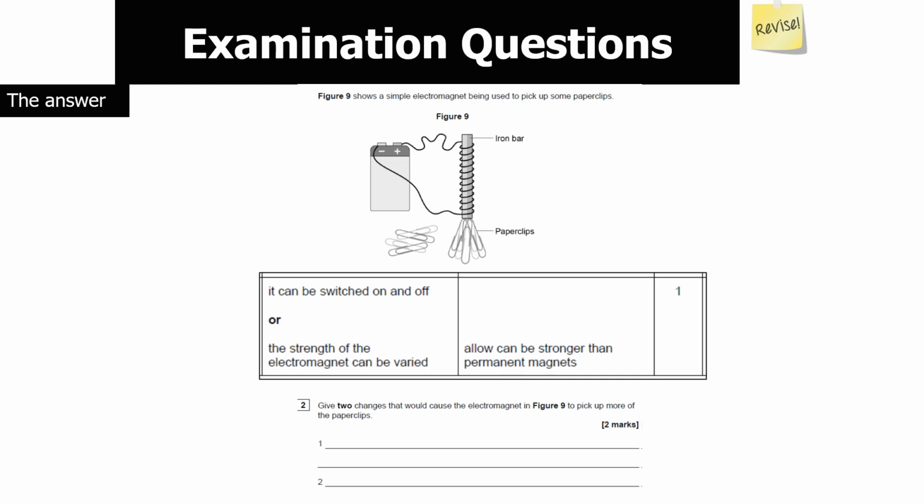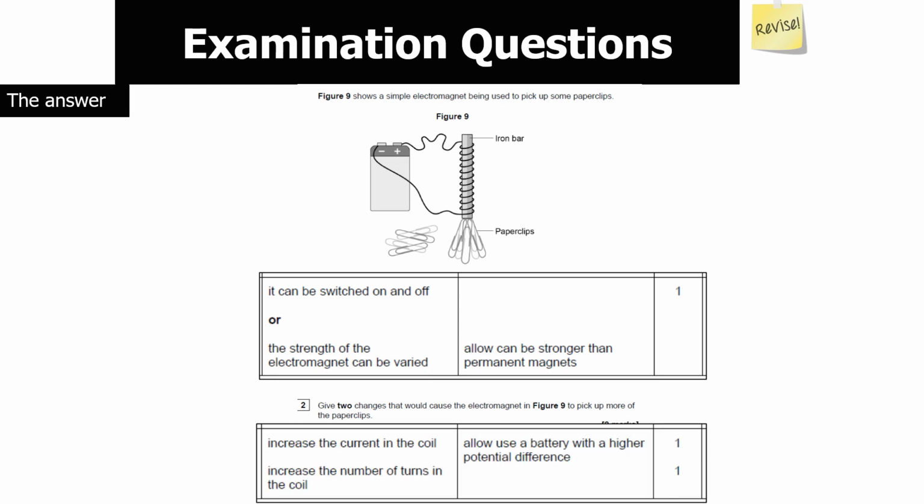So you've got to think how you can pick up more of them. Well, you've got to have a greater magnetic force. So how could you do that? Well, F equals BIL. So therefore you could increase the current I, or you can increase the number of turns, L, so increasing the length there. So therefore what you can do is pick up more of the paper clips by increasing your magnetic force.